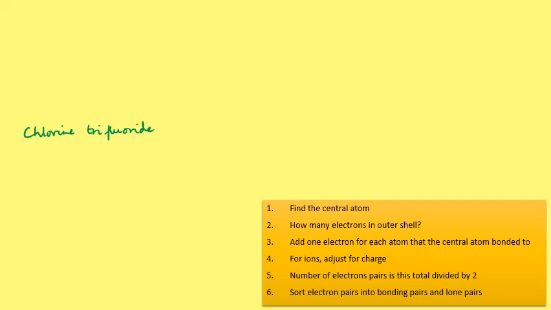Chlorine trifluoride, which is going to be ClF3, tri being 3 of course. So our chlorine trifluoride, let's go through our process as usual. Central atom is going to be the chlorine. Chlorine's group 7, add 3 makes 10, no adjustment for ions. 10 divided by 2 is 5. We've got 3 bonds, so that's going to make 3 bonding pairs and leaving 2 lone pairs.